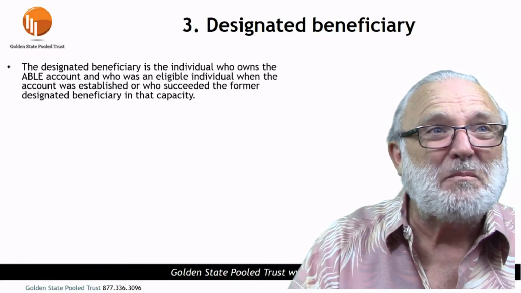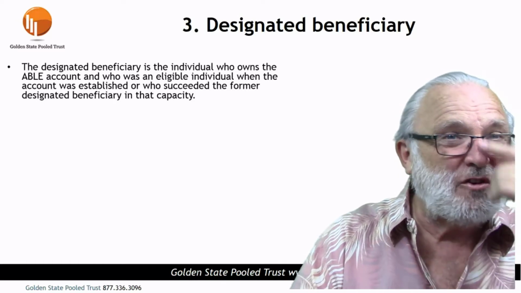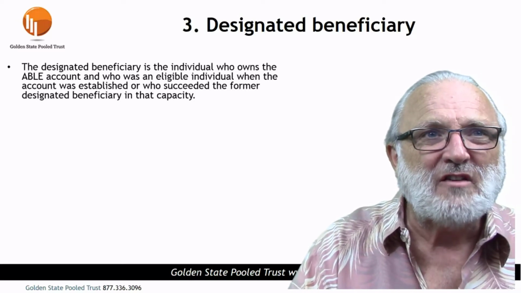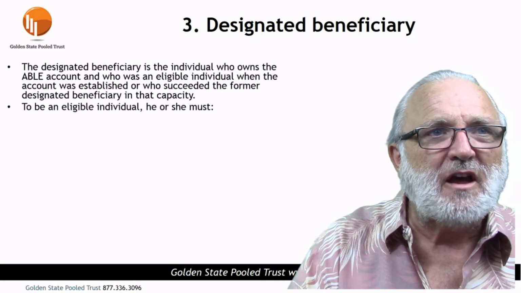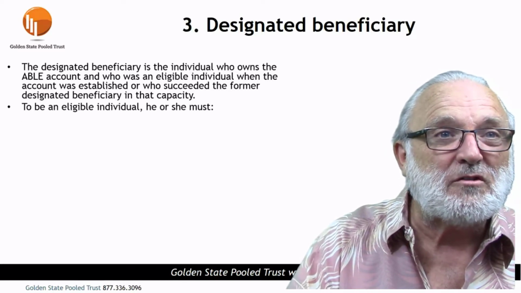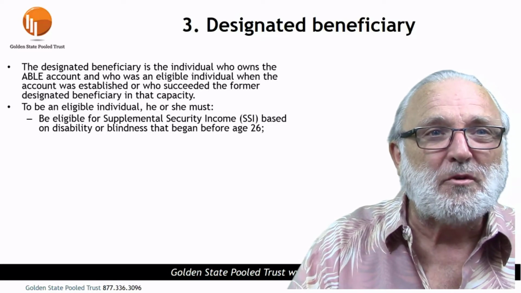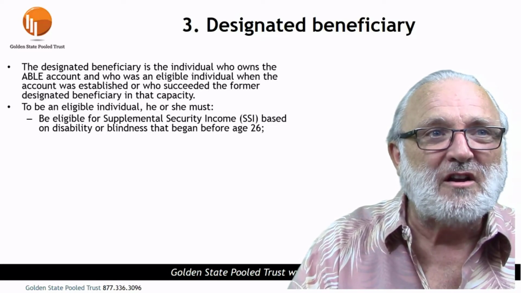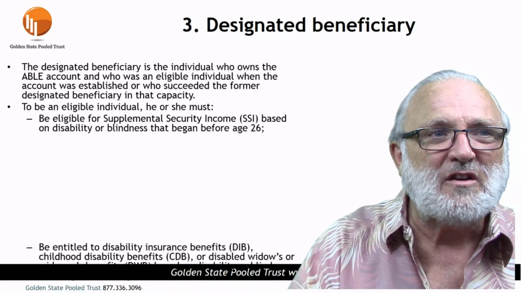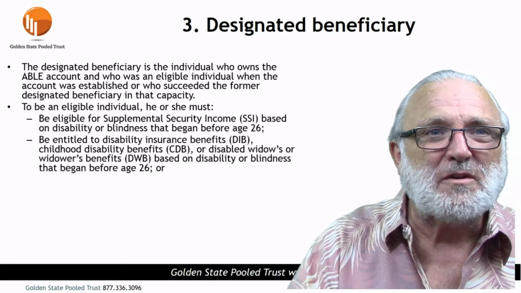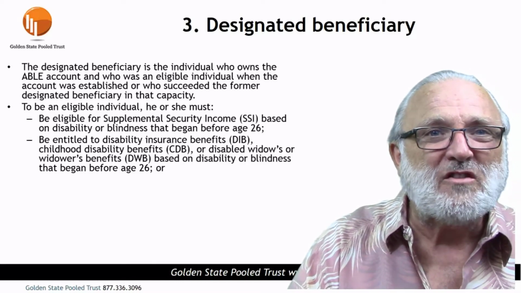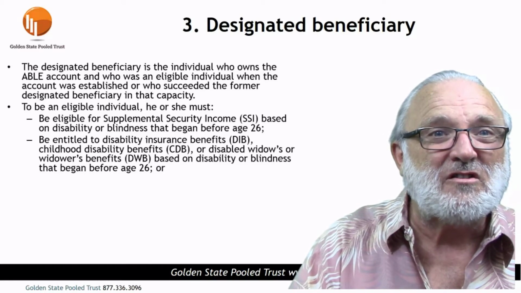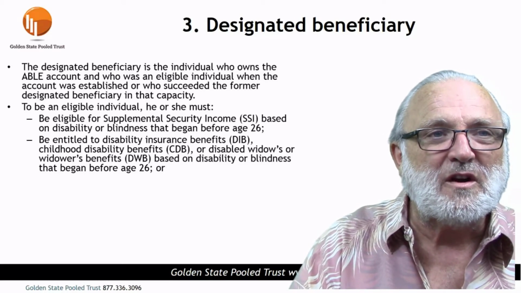So as far as designated beneficiaries are concerned, a designated beneficiary is the individual that owns the ABLE account, or is an eligible individual for whom the account was established, or who succeeded the former beneficiary in that capacity. To be an eligible individual, he or she must be eligible for SSI based on a disability or blindness that began before the age of 26, or entitled to disability insurance programs, or childhood disability benefits, or disabled widows or widowers benefit based on a disability or blindness that began before the age of 26.